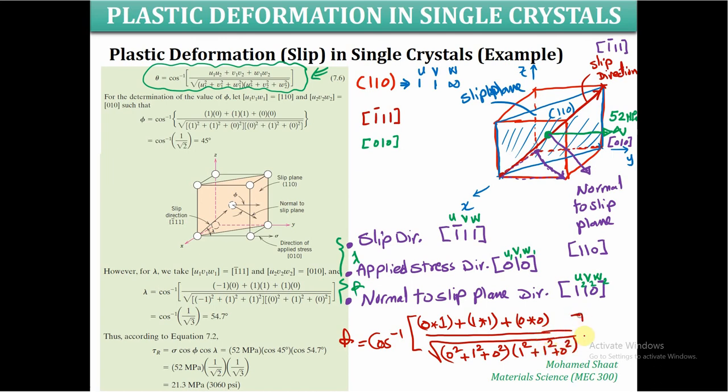If you have done the calculations, you should end up with phi. You're going to find it as 45 degrees. If you use the calculator, you're going to find the angle between the normal to the slip plane and the applied stress direction. This is phi, and you're going to find it as 45 degrees. Repeat the same for the other two directions.